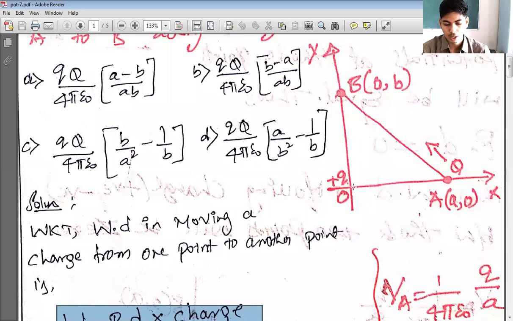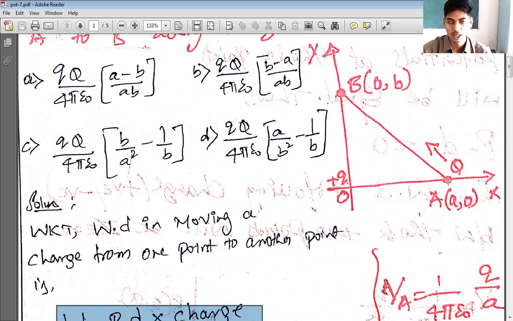If both the points are at equal distance from the source charge, the potential at point A will be the same as the potential at point B. At point A, electric potential VA is equal to 1 by 4 pi epsilon naught q by a. At point B, potential will be VB is equal to 1 by 4 pi epsilon naught q by a again. A and B are at the same distance, take it as a.